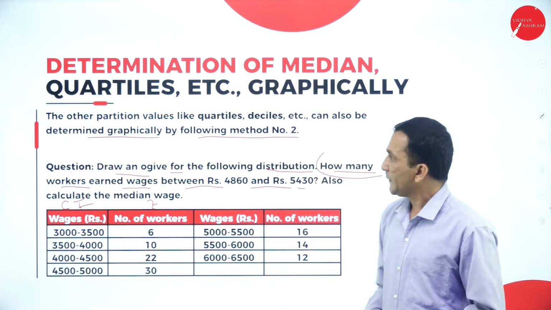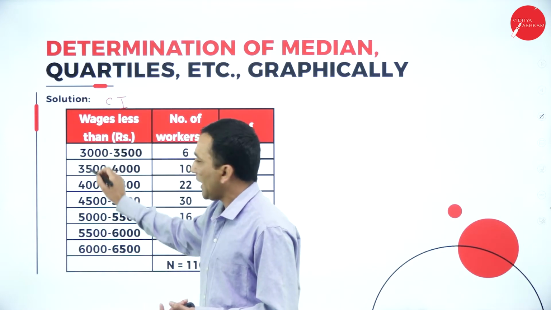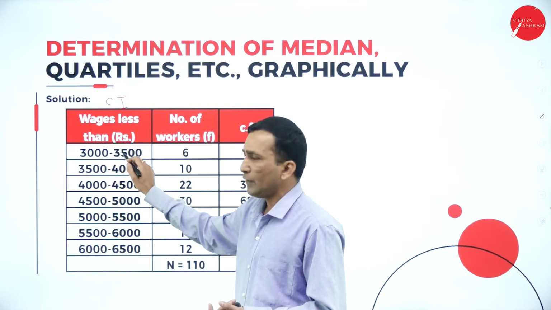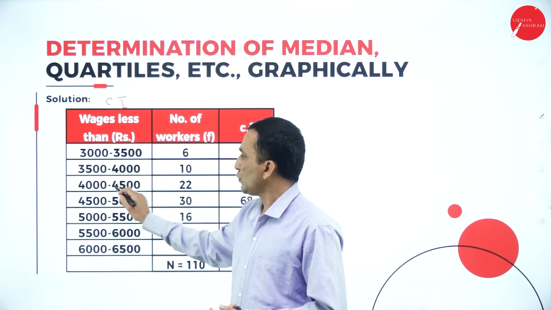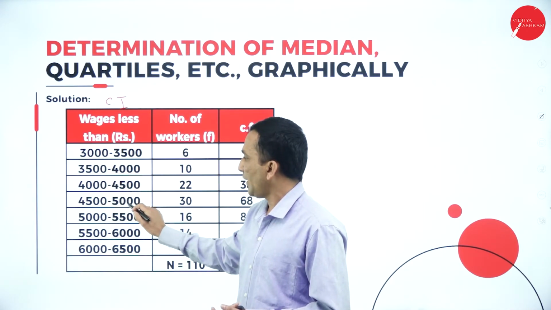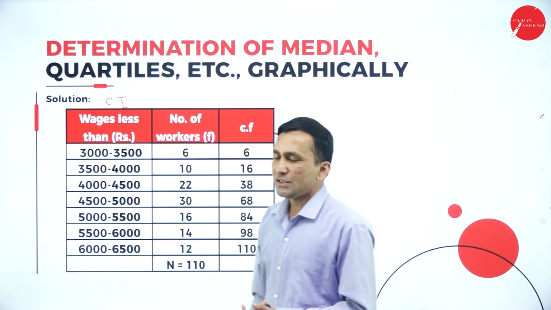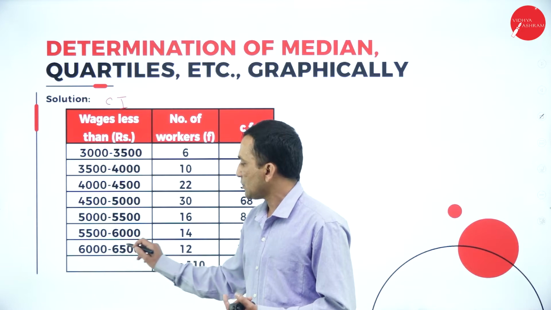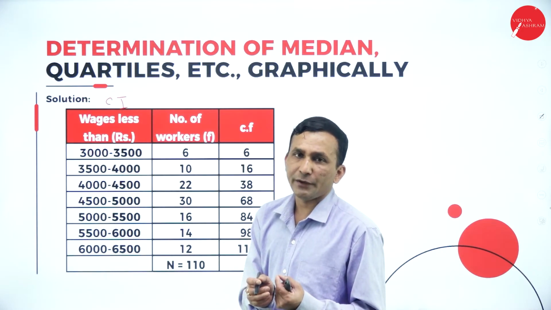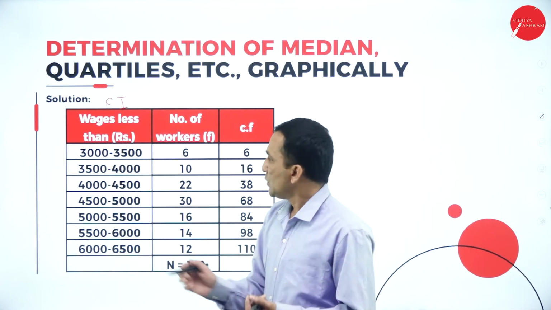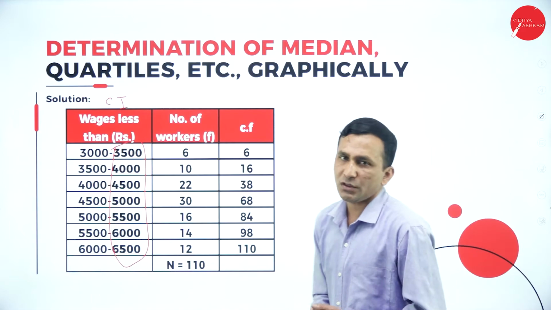Moving forward, whatever the class interval is given, I have written as it is: 3000 to 3500, 3500 to 4000, 4000 to 4500, 4500 to 5000, 5000 to 5500, 5500 to 6000, and the last class is 6000 to 6500. When we are trying to do the less than cumulative frequency or less than ogive, we will always focus on the upper limit.